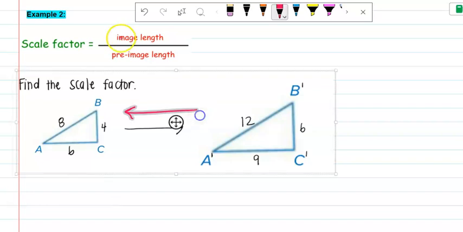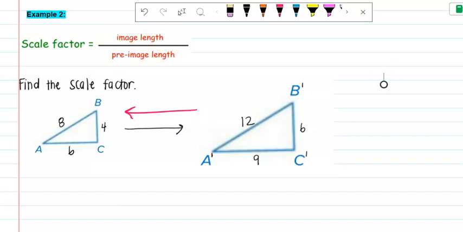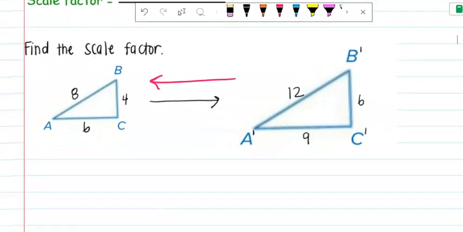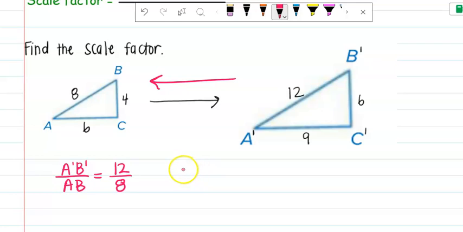So if we're going to find our scale factor, we're going to take our image, the final product, and put it over our pre-image, our starting figure. Okay, and they should all match up. So we're going to put A prime, B prime over AB, and we get 12 over 8. And then you don't have to write this AB over AB every time if you don't want to. So we'd have B prime C prime is 6 over BC, which was 4. A prime C prime was 9, and AC was 6.